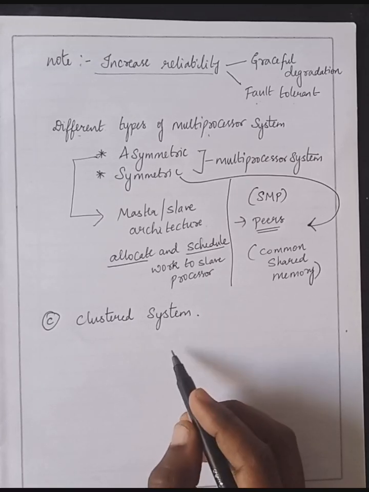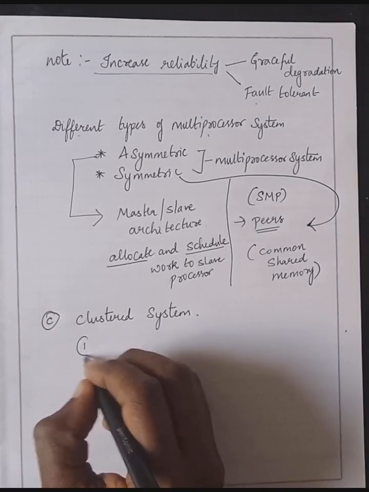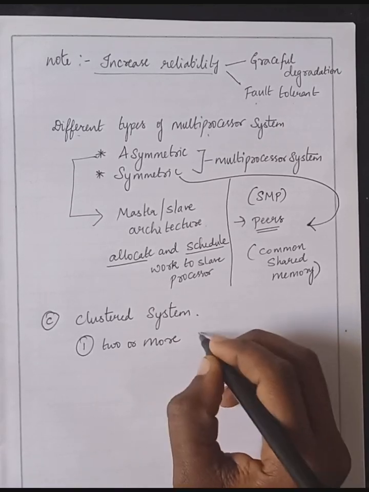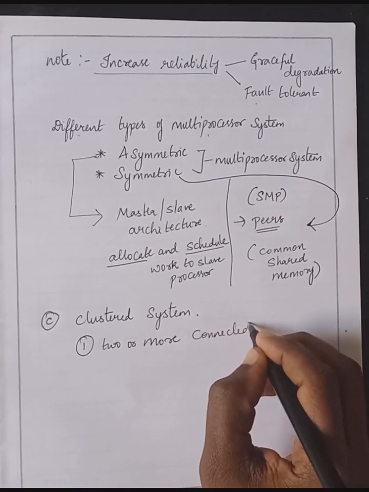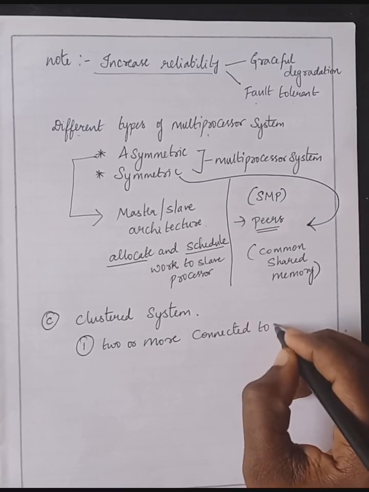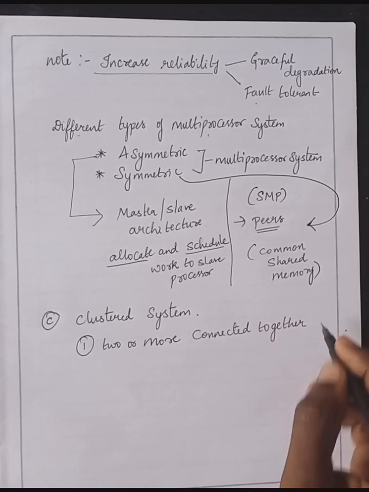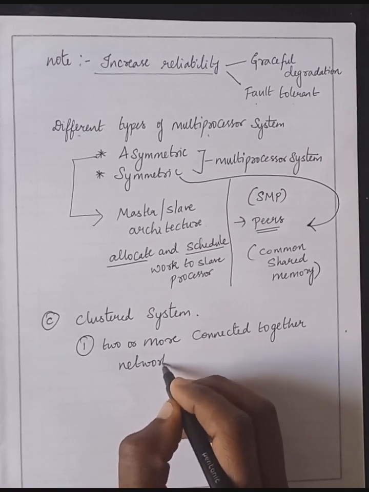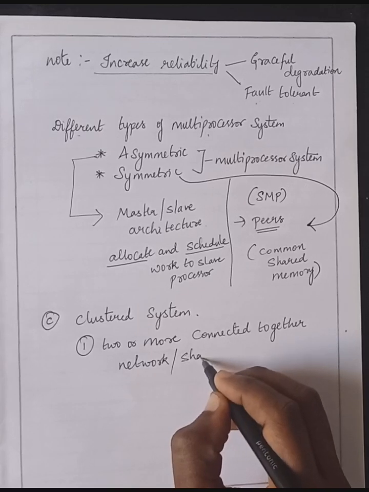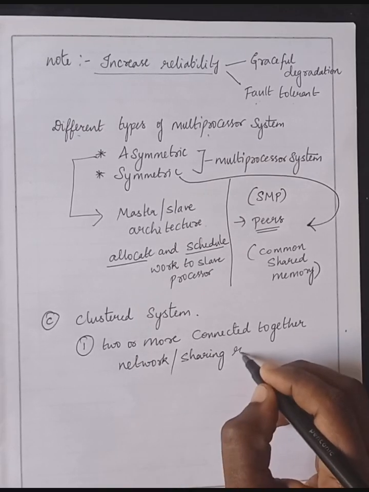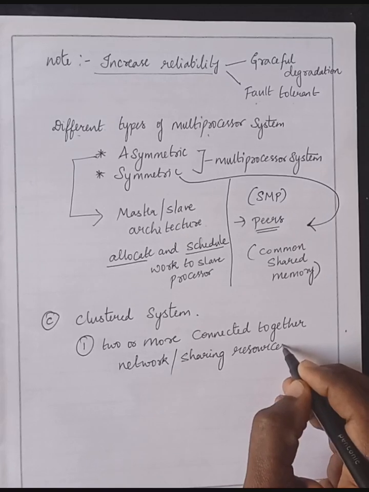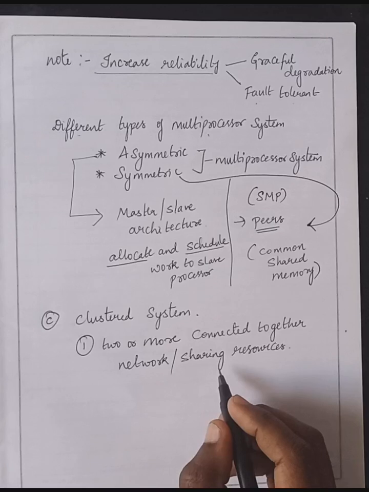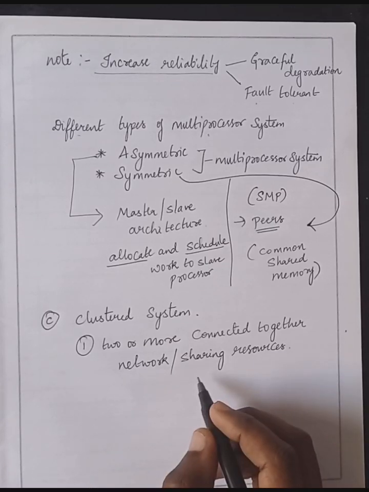In a cluster system, we have one or more, we can say two or more, systems connected together. They are individual separate systems, but they are connected together. It can be through a network, or through any sharing resource. We connect two or more computers together so that they can share the details between them.